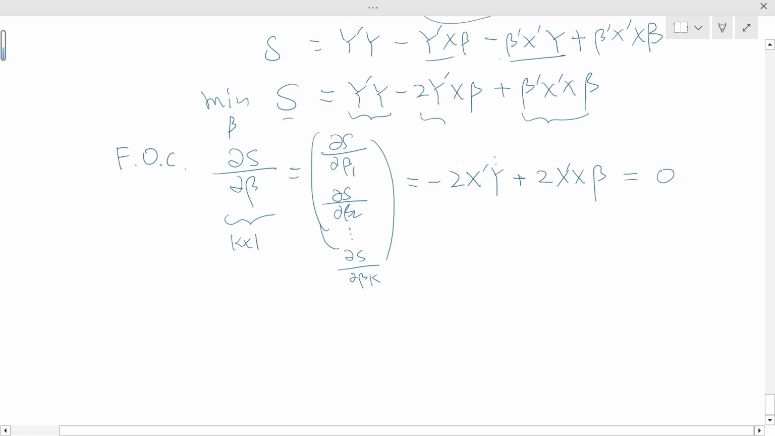Let's look at this term first. Let's call this term q. So q is 2 y prime x beta, or we can drop the 2, that's fine. Just say y prime x beta. So y prime is 1 by n, x is n by k, so y prime x is 1 by k, and beta is k by 1. So let's suppose that we know that y prime x is a 1 by k vector.